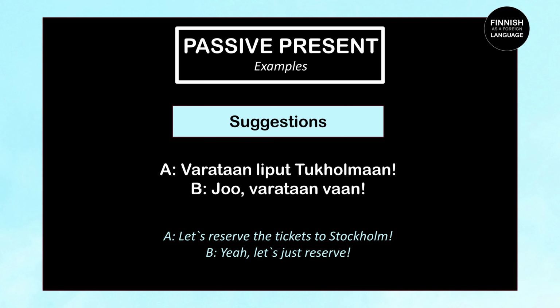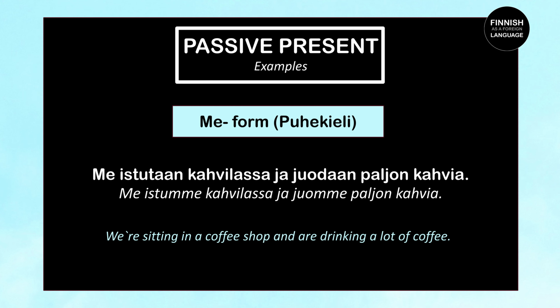Now let's see what B is saying. He says, joo, varataan vaan. Joo means yes. Varataan we already covered, and vaan here can be understood as agreeing to an idea, in the sense of, yeah, let's reserve, that's a good idea. Alright, so let's repeat. A says, varataan liput Tukholmaan. And B is saying, joo, varataan vaan. Let's reserve the tickets to Stockholm. Yeah, let's just reserve.